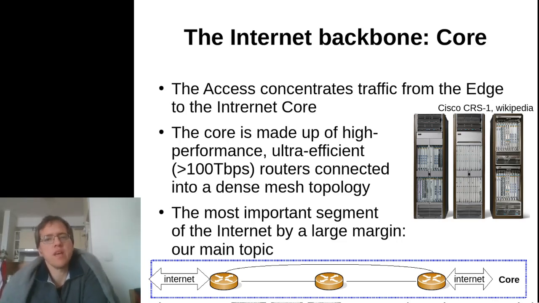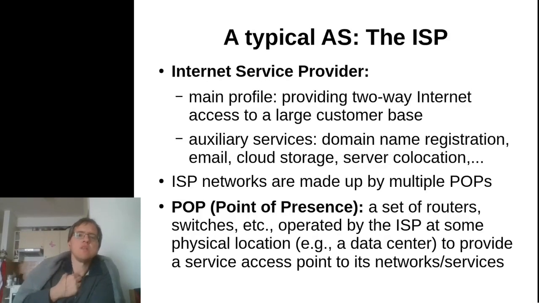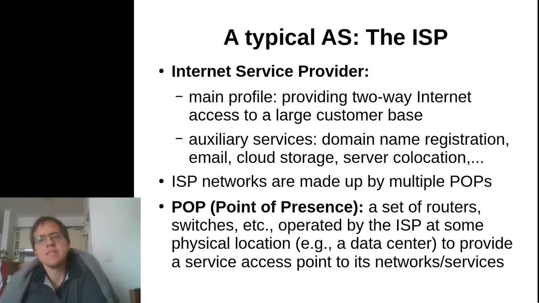The third important actor in the edge, access, core separation is the internet backbone, or the internet core. We've seen that the access concentrates the traffic of the edge to the internet core, and the core is itself made up of high-performance, ultra-efficient routers connected into a dense mesh topology, whose sole responsibility is to exchange traffic between different access providers. This is the most important segment of the internet by a large margin, so this is going to be our main topic in the rest of this course.